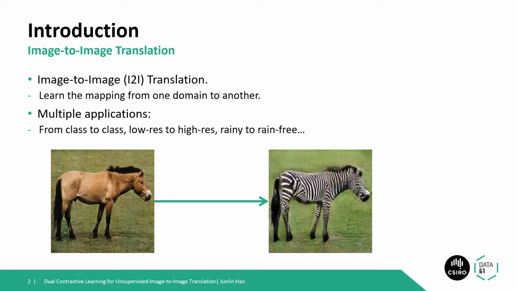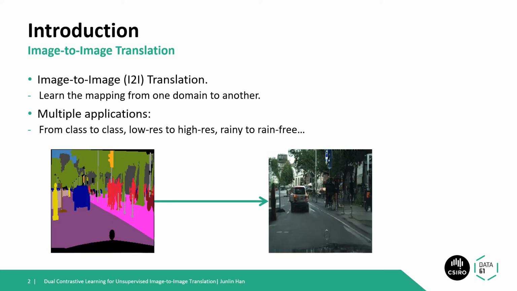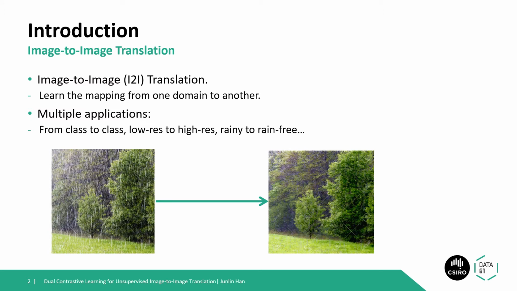This is an example from horse to zebra. This is from cat to dog. This is from semantic map to realistic photo. This is from low resolution to high resolution. And the last one is raining image to rain-free image.